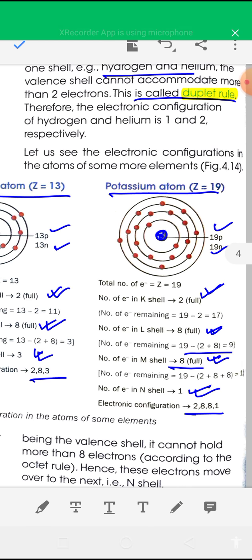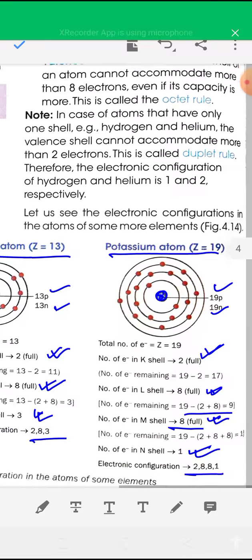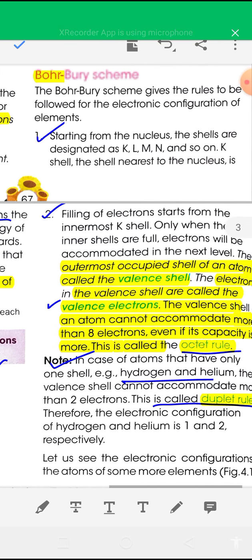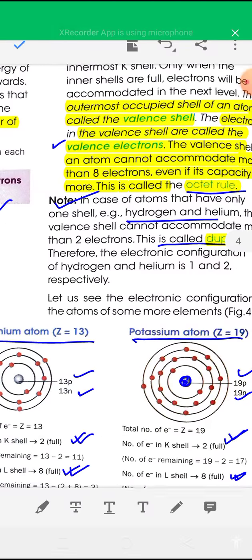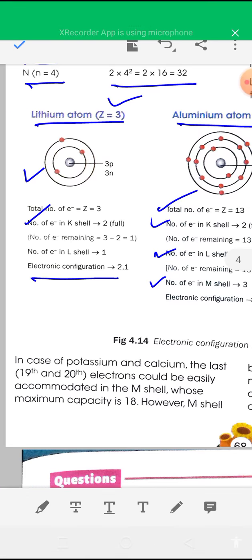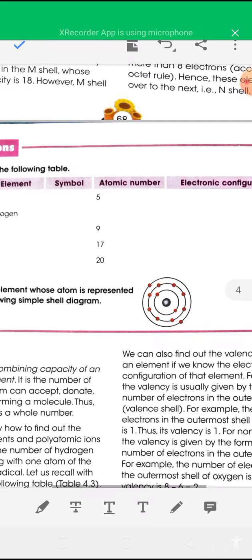So using the 2n square rule and the following points given by the Bohr-Bury scheme, you have to follow them to write down the electronic configuration.